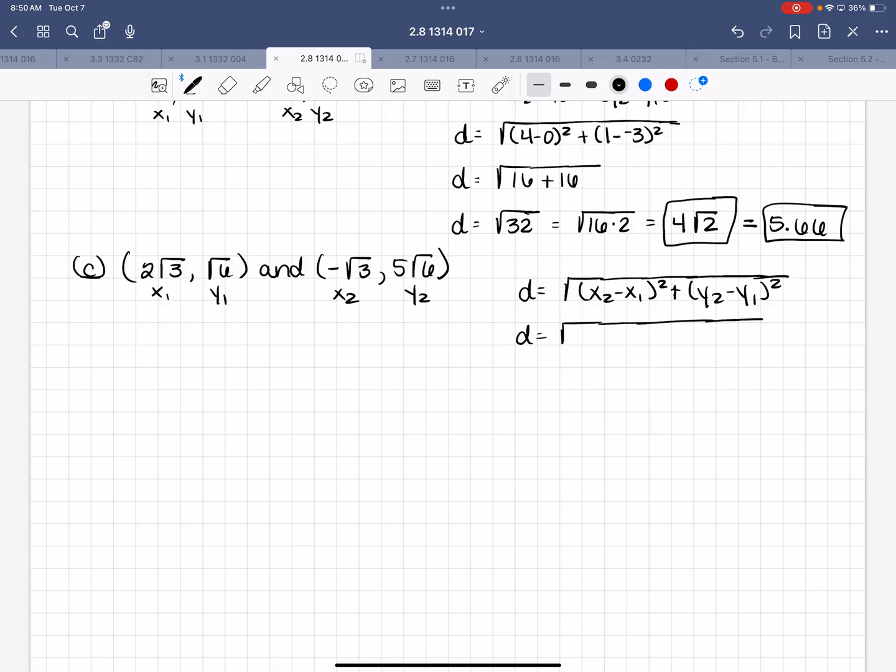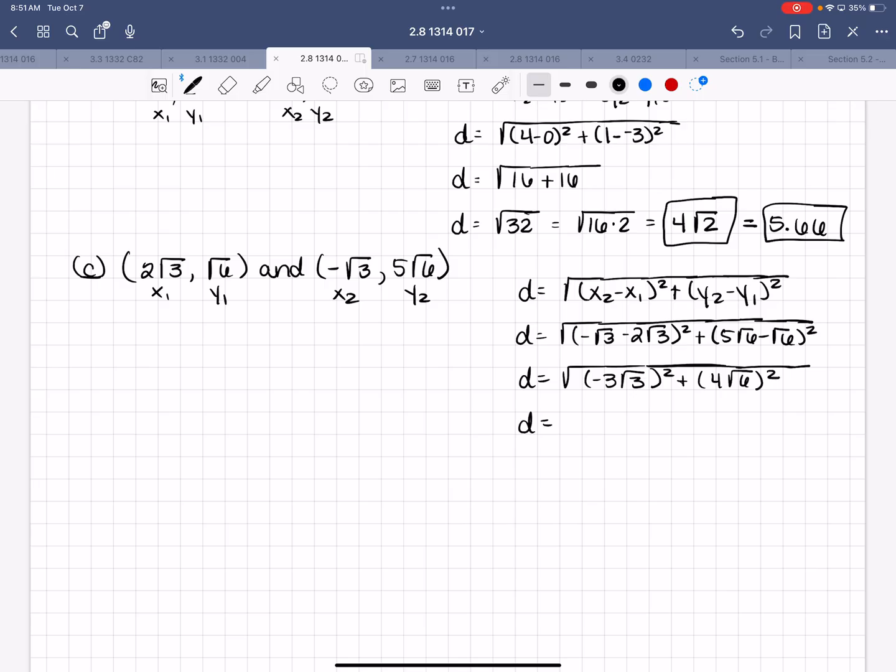So I've got the distance equals the square root of (negative square root 3 minus 2 square root 3) squared plus (5 square root 6 minus square root 6) squared. Negative square root 3 minus 2 square root 3, that's going to give me negative 3 square root of 3, squared, plus 4 square root of 6, squared.